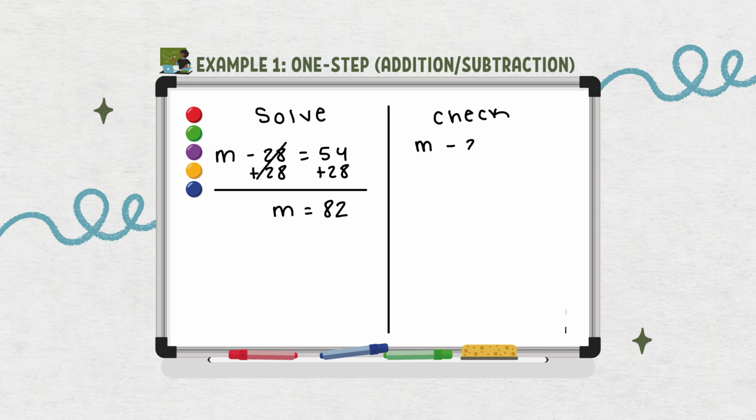So I'm going to rewrite the original equation since I kind of crossed it out on the left-hand side. So the question is, what is m? Well, we just found m, and m is going to be 82. So we're going to plug in 82 for m. So the equation really says 82 minus 28. And this does equal 54. So therefore, we know that m is 82. We know that we're correct, so we can box in our final answer.